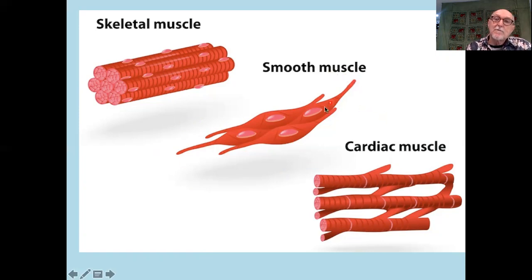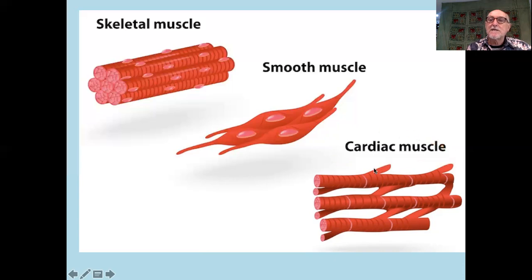They are individual muscle cells. We say that they are spindle-shaped. You can see there. So they are spindle-shaped cells. They only have one nucleus. You can't see the organization of the fibrils, the way you can in skeletal muscle, but they still have actin and myosin fibers, which are causing them to contract. And this is smooth muscle, involuntary muscle.